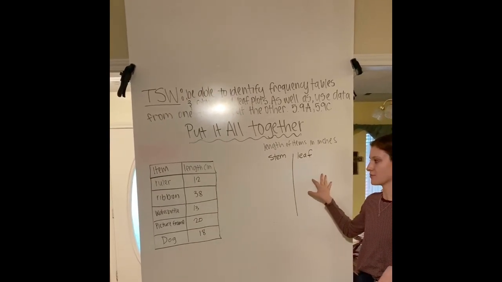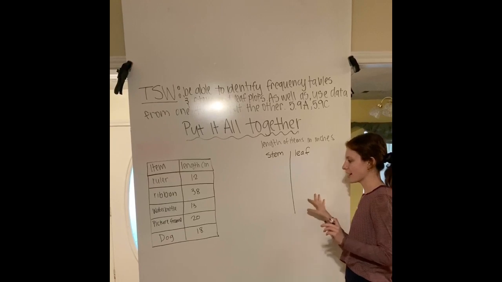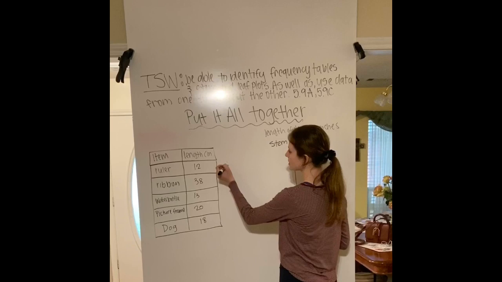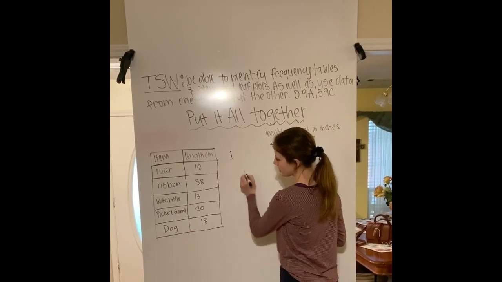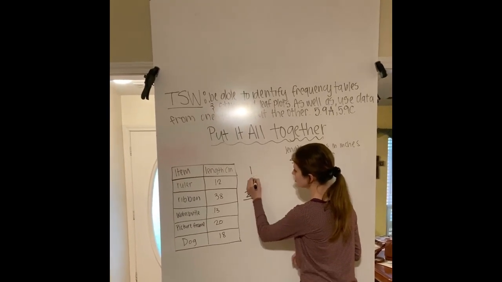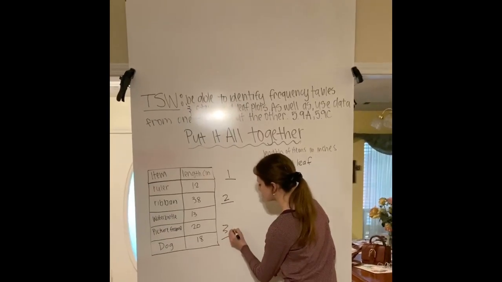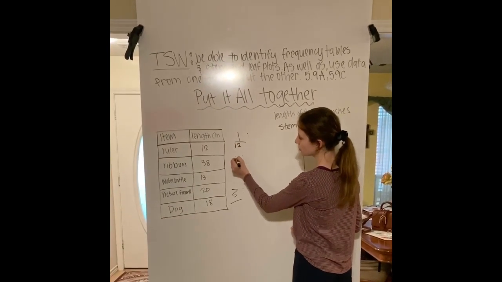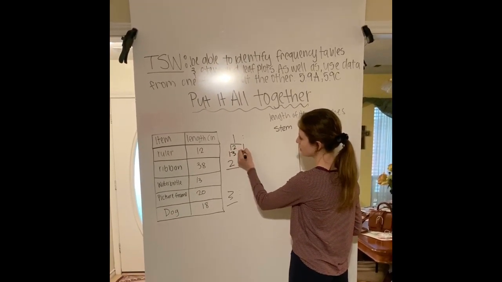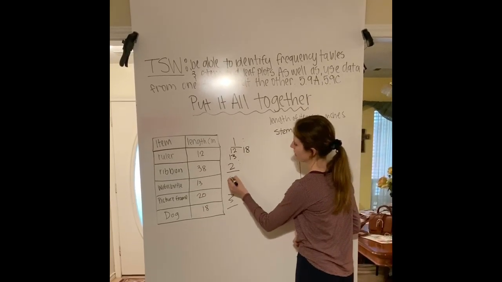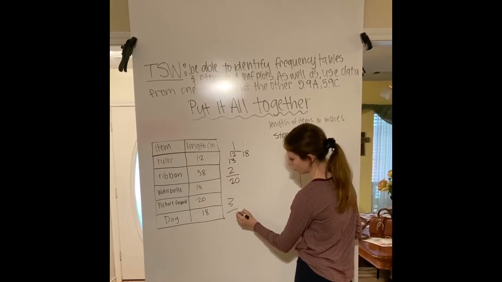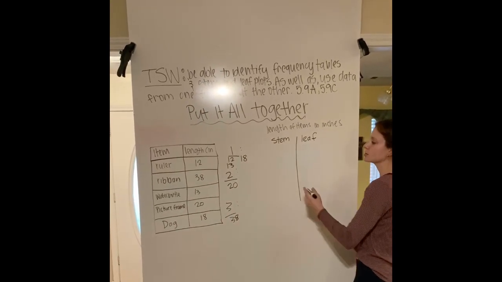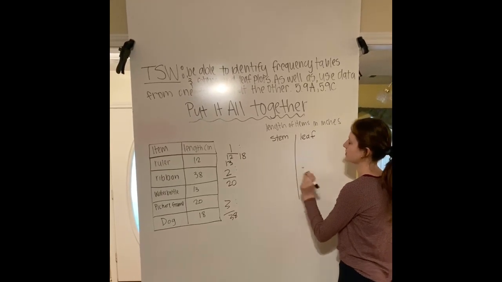Okay, so now we are going to take information from a frequency table and put it into a stem and leaf plot. Like we did on the last stem and leaf problem, we are going to separate these into their tens place. So we have 1s, 2s, and 3s. We have 12, 13, and 18. We have 20, and we have 38.